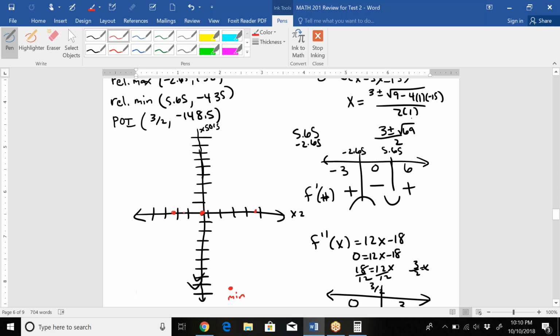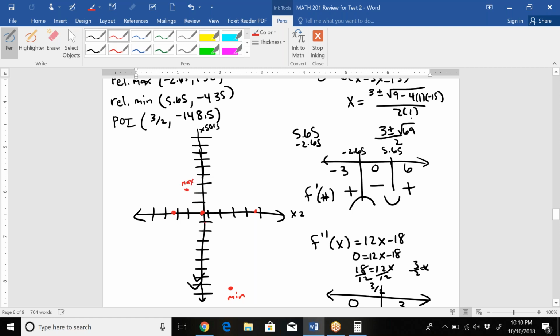And then -2.65 is about right here. And then we go up to 138. So 50, 100, 150. So it's about somewhere in here. And again, we're doing a rough sketch since the numbers are so large. And then, so that's my max.